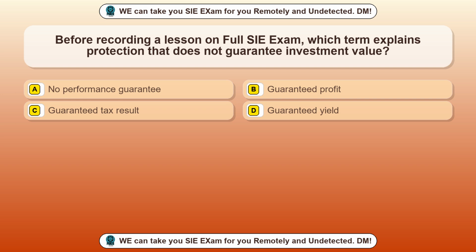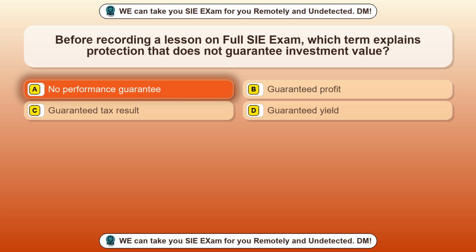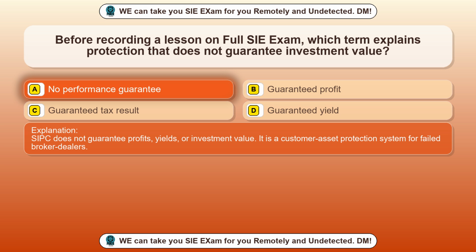Question 22. On the full SIE exam, which term explains protection that does not guarantee investment value? Option A, no performance guarantee. Option B, guaranteed profit. Option C, guaranteed tax result. Option D, guaranteed yield. The correct answer is option A, no performance guarantee. SIPC does not guarantee profits, yields, or investment value. It is a customer asset protection system for failed broker-dealers.